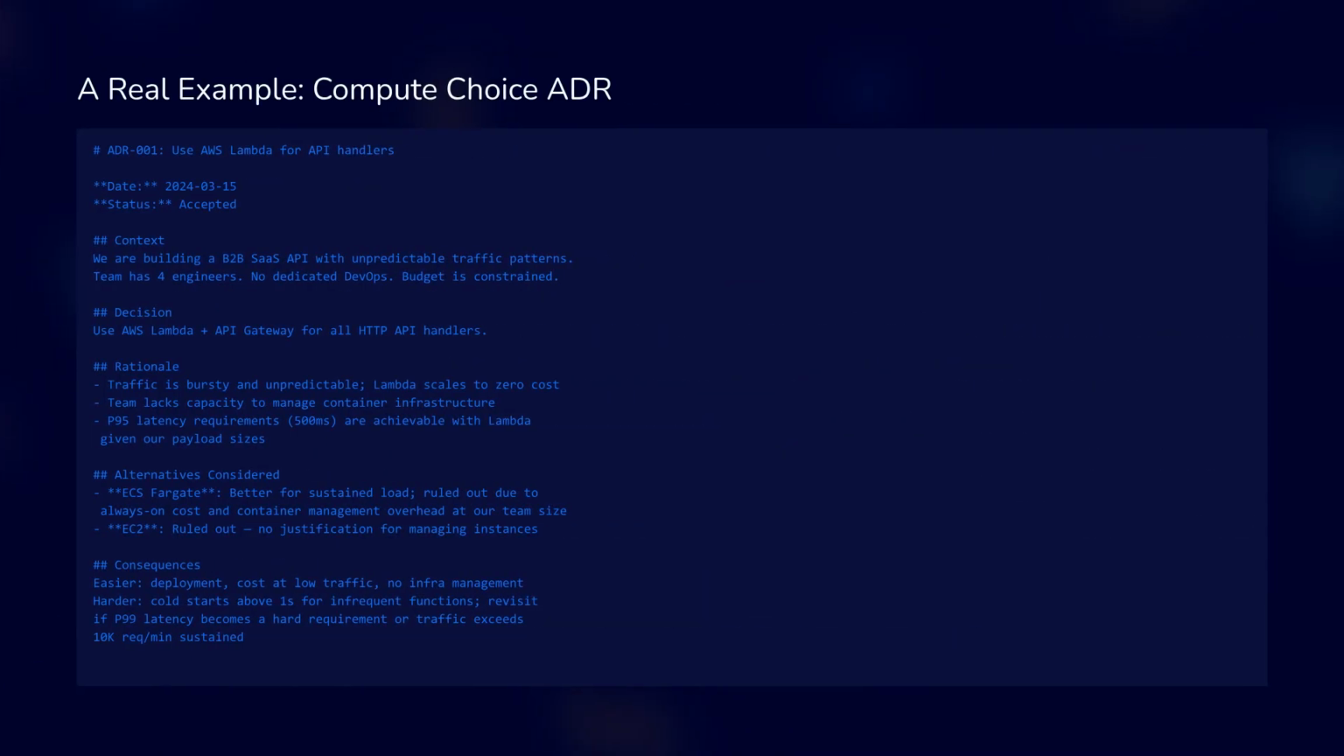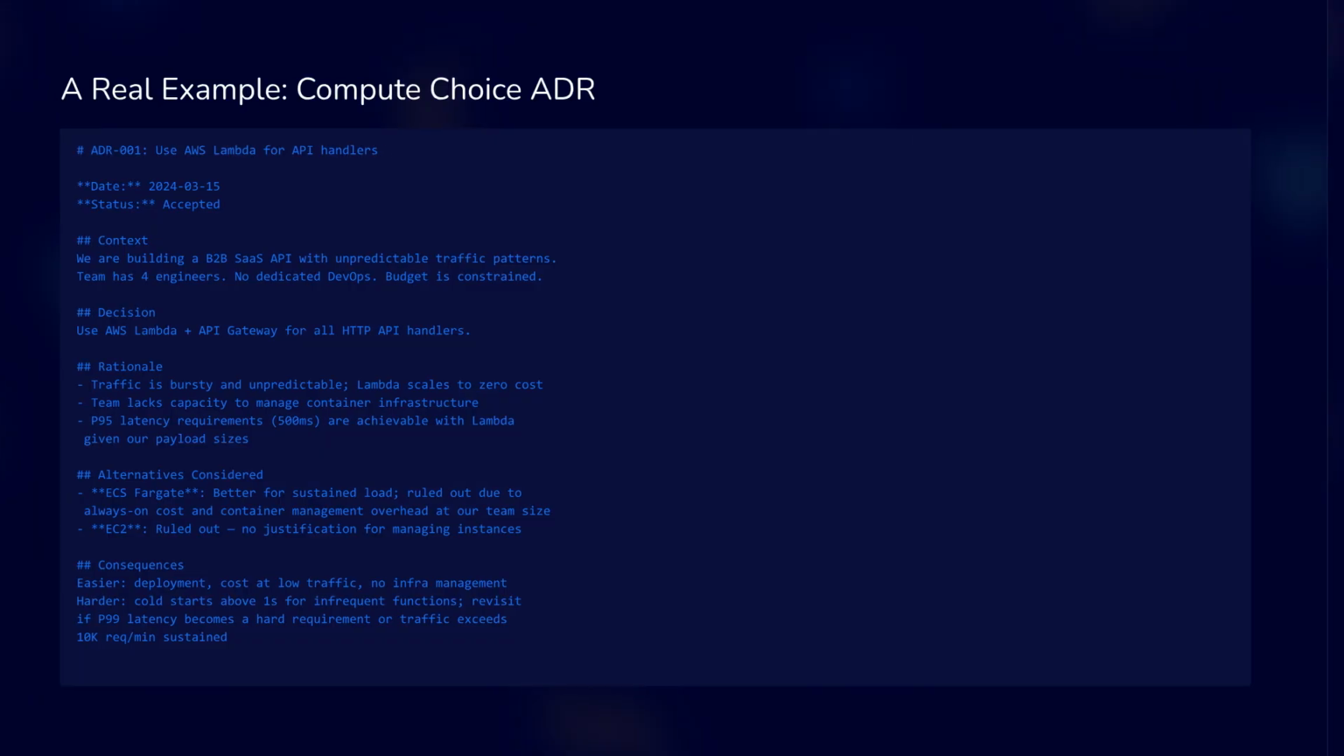This is a real example of an ADR for a compute choice. It captures the date, status, decision, and rationale, noting constraints like bursty traffic and lack of a dedicated DevOps team. It also outlines the consequences and conditions for revisiting the decision.